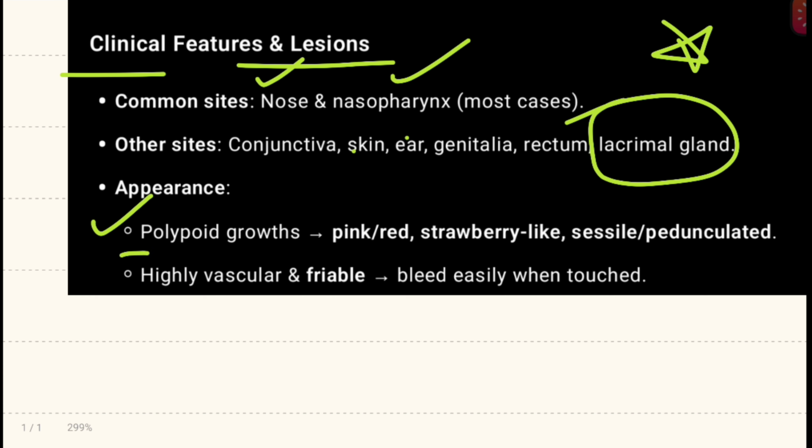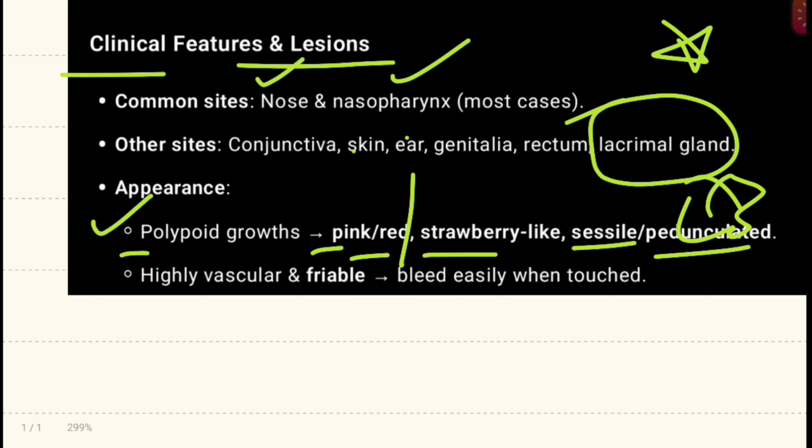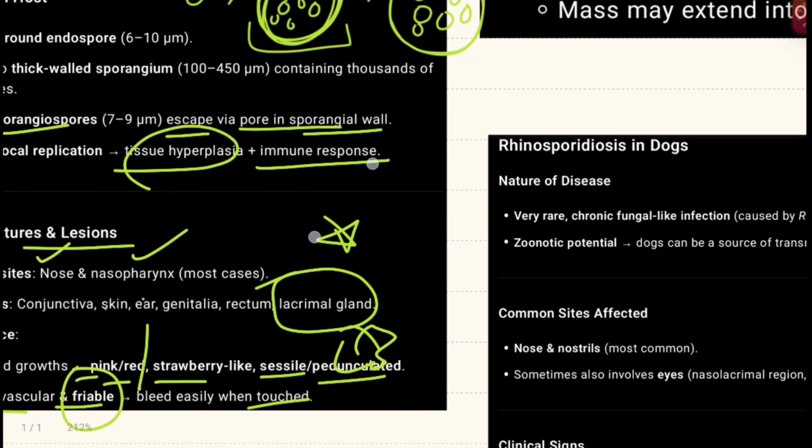Therefore, they are called polypoid growths, and they are usually pink to red in color, and they look like strawberry-like structures. They are sessile or pedunculated in structure. They are highly vascular and friable. Therefore, they bleed easily whenever they are touched. So this is about the clinical features and lesions.